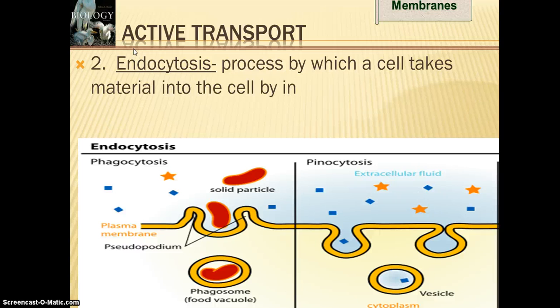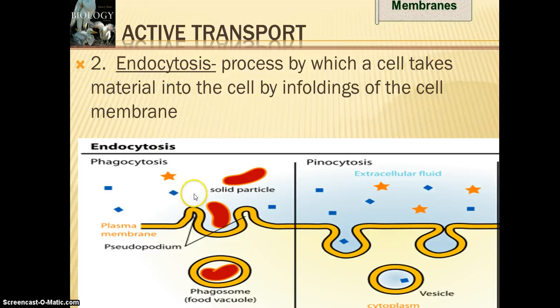Okay, another type of active transport is called endocytosis. Endocytosis is where the cell actually bends itself around something that it wants to bring in. Look down here at this picture. It's actually going to push its cell membrane out, kind of like arms reaching out to give a hug to this thing. And then it completely encapsulates it and brings it in here as a vacuole.